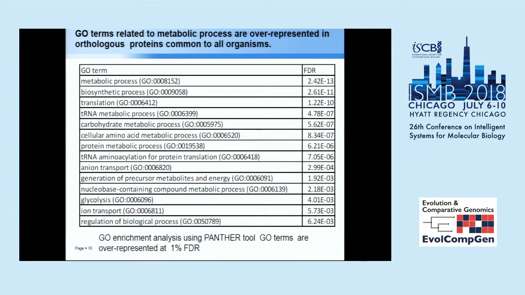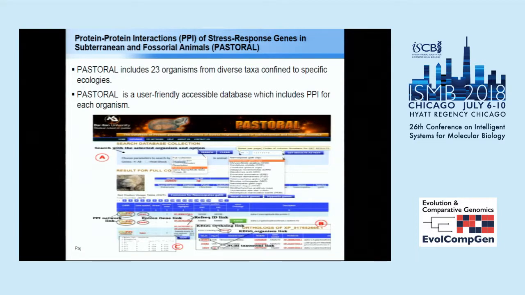Next, we performed a gene enrichment analysis on all the orthologous proteins in all 23 organisms. And we found metabolic processes that are overrepresented in such proteins. For example, we found translation, tRNA metabolic process, and others. And we took all this data for protein-protein interaction in these 23 organisms, and we developed a database which catalogs all these interactions across these species.